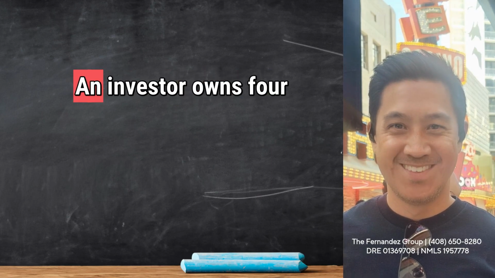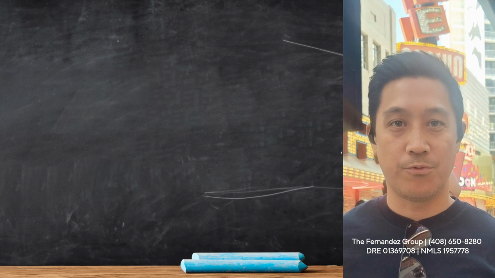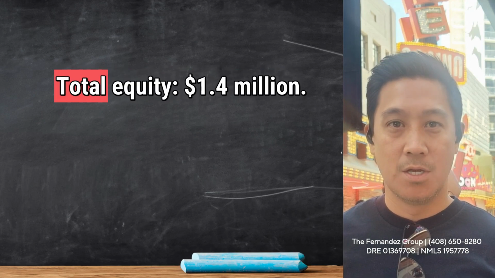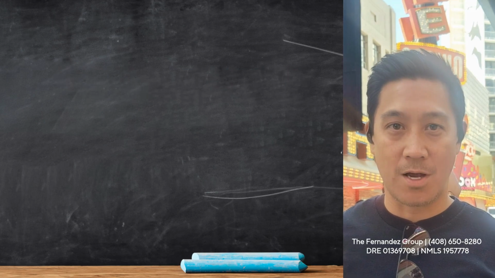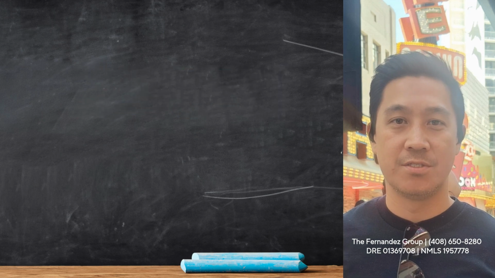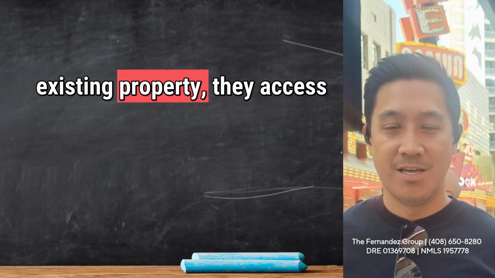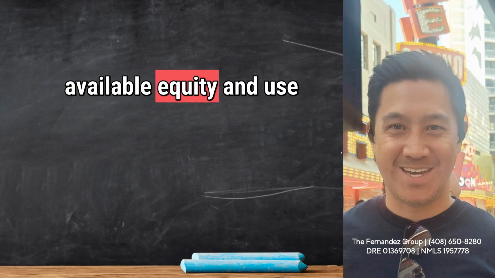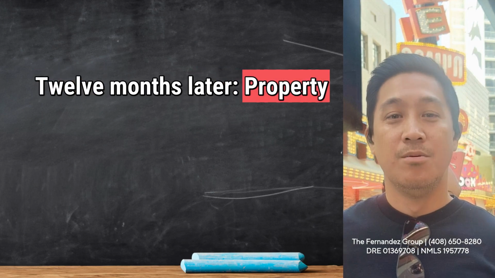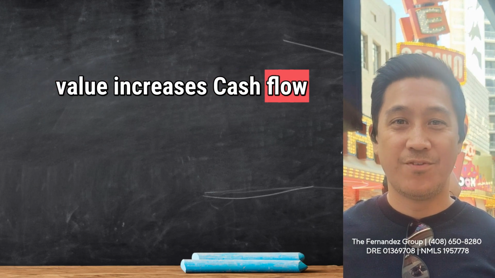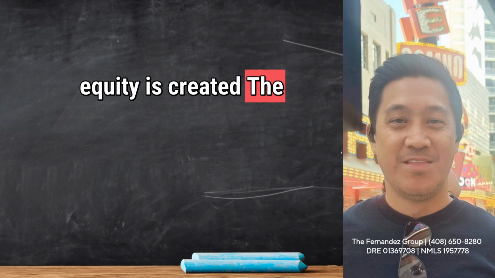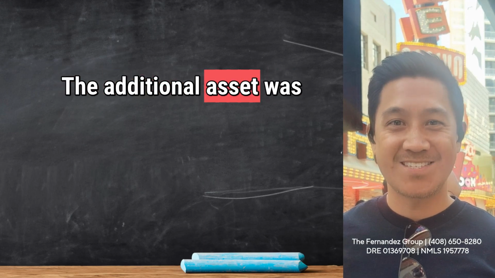Here is an example. An investor owns 4 rental properties worth $3.2 million with $1.8 million in mortgage balances. Total equity, $1.4 million. The investor finds an off-market apartment opportunity requiring renovations. Instead of selling an existing property, they access a portion of their available equity and use it for acquisition and improvement costs. 12 months later, property value increases, cash flow improves, portfolio grows, additional equity is created. The financing wasn't the goal, the additional asset was the goal.